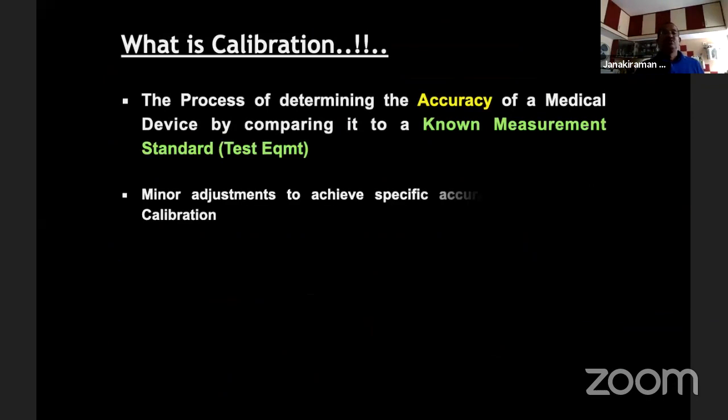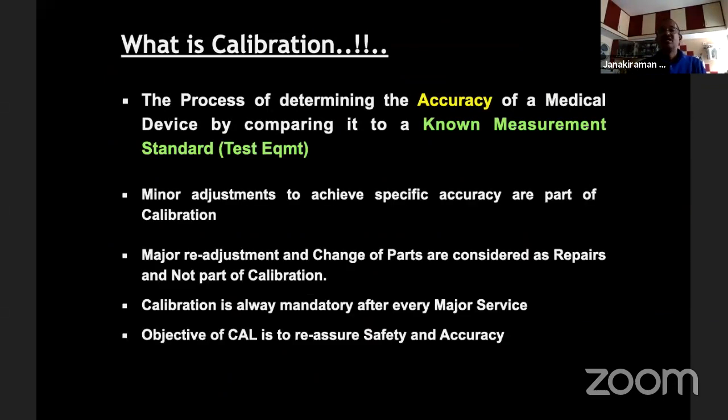So what is calibration now? Calibration is a process of measuring or determining the accuracy against a known standard, which is nothing but the test equipment. So you have a test equipment, you can check the quality of the equipment. If it is a monitoring equipment, you've got simulators. And if it is a therapy equipment, you've got analyzers. We are going to see this soon.